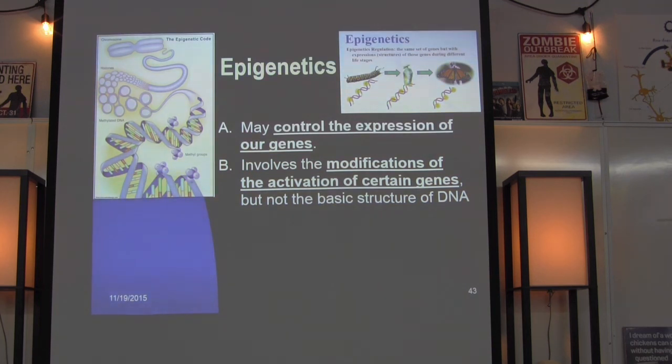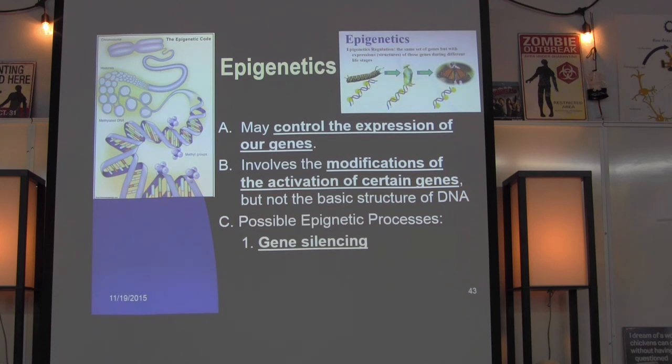It involves the modification of the activation of certain genes, but not the basic structure of DNA. So DNA structure is not being changed, but some of the genes may become activated and some may not. There are two that I would like you to know. The first one, once again, think about what the words mean. The words are very easy for your vocabulary. A gene is really small. Remember, a gene is a segment of DNA. If a gene is not expressing itself, it's called gene silencing.